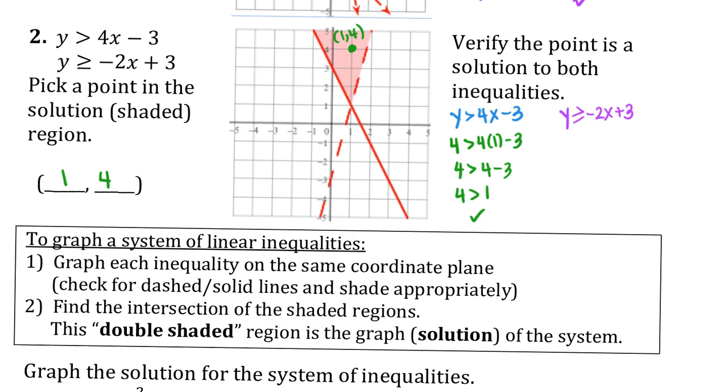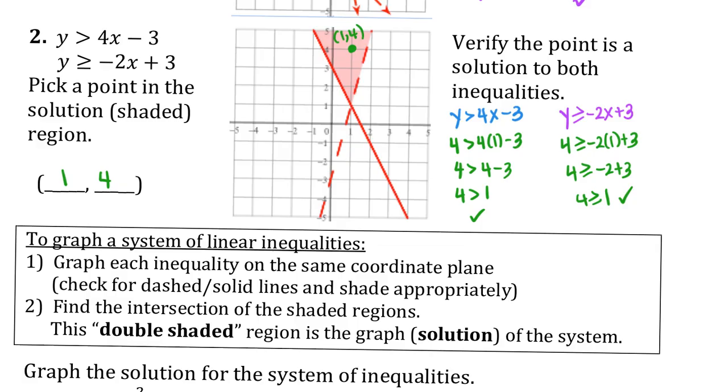Okay, y is not 1, it's 4. So 4, negative 2 times x plus 3. 4, negative 2 times 1 is negative 2 plus 3. 4 is greater than or equal to 1? Yes, it is. So it checked for both.